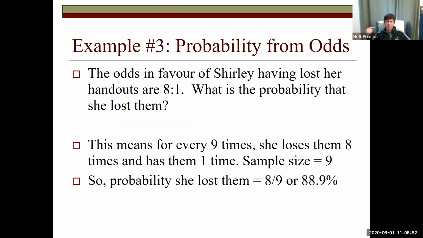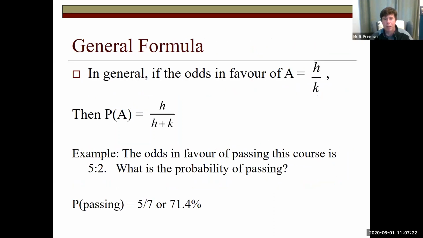This means that for every 9 times, she loses them 8 times and has them 1 time. Where did that 9 come from? 8 + 1. Your sample size here is 9. So if you were to break the odds up into probability, you would have an 8/9 and a 1/9. So final answer, the probability that she lost them is 8/9. If you're asked to show it as a percent, you would just take 8 divided by 9 times 100 and get 88.9%.